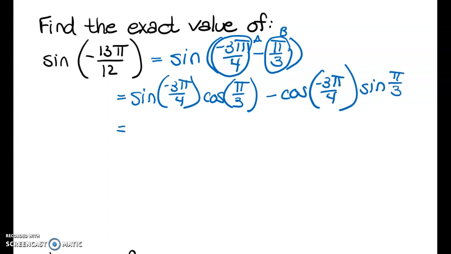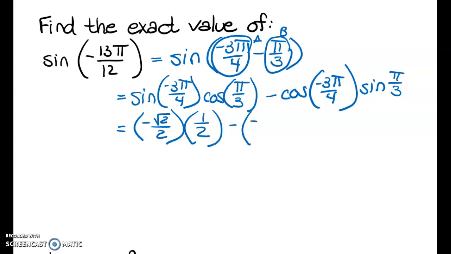So I know negative 3 pi over 4 is negative 135 degrees, so that's going to be in quadrant 3. So the reference angle is going to be a 45 degree reference angle. So since it's in quadrant 3, it's going to be negative because sine is negative there. Cosine of pi over 3, that's 60 degrees, so that's going to be 1/2. So the cosine of negative 3 pi over 4, again, that's negative 135 degrees. That's in quadrant 3.